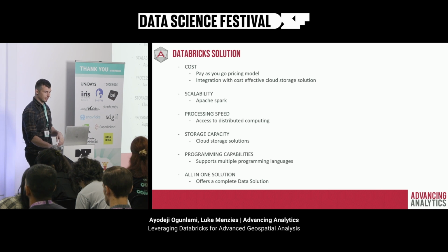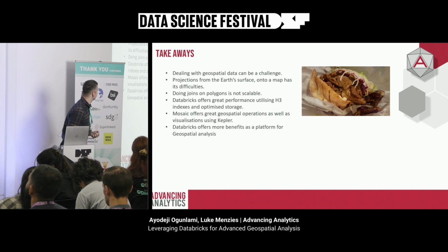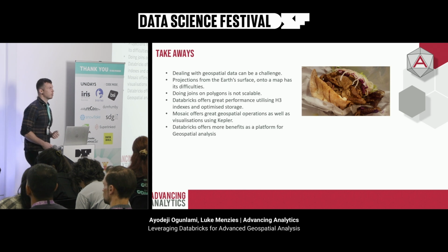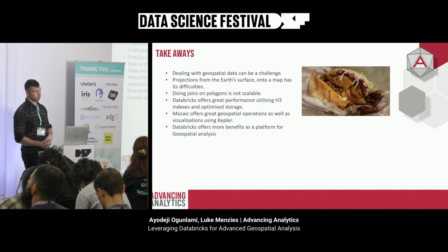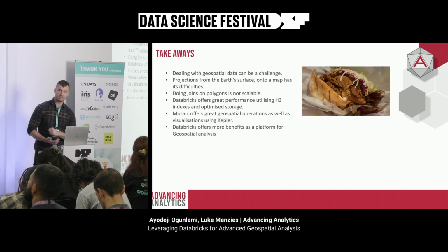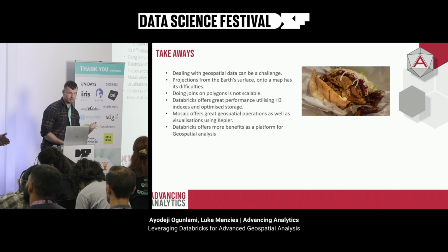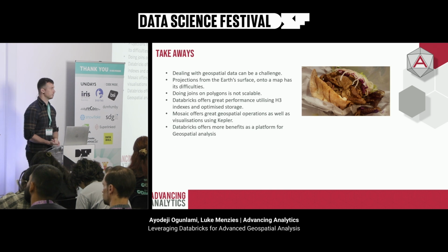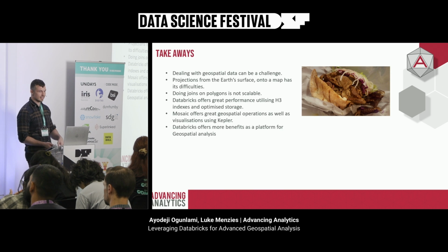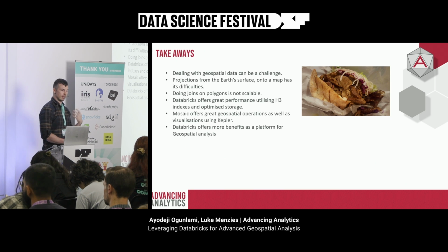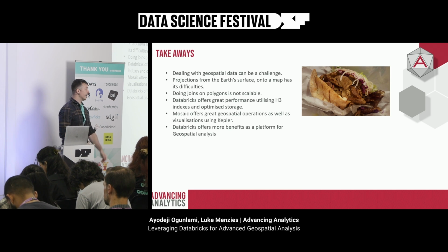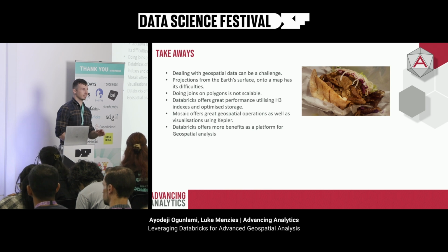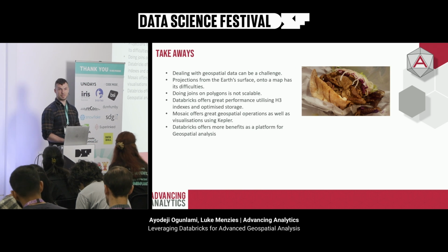So I guess the main takeaways are that dealing with geospatial data can be quite challenging, and there are a lot of problems that come with it. With projections, you have to bear in mind that there are distortions and you have to work around them. Joins are sometimes quite difficult with polygons and geospatial data. But Databricks, of course, has the answer with the H3 index and Mosaic, and it offers a lot of benefits for geospatial analysis. Anyway, thank you. Has anyone got any questions? I think we've got about a minute left.